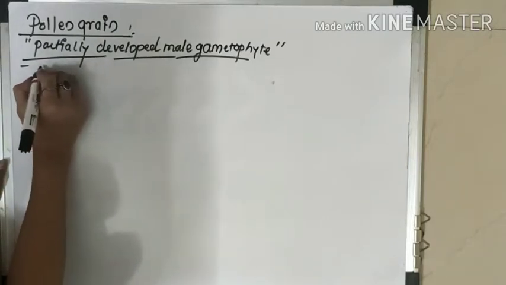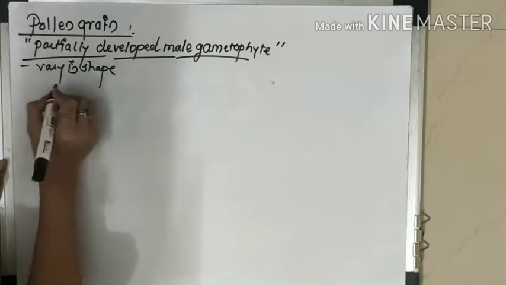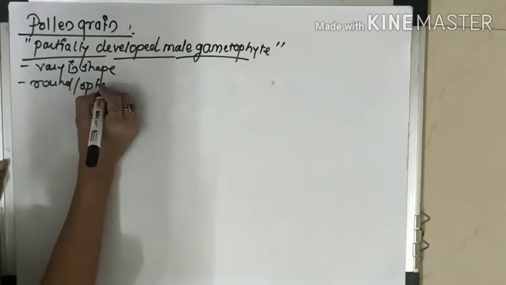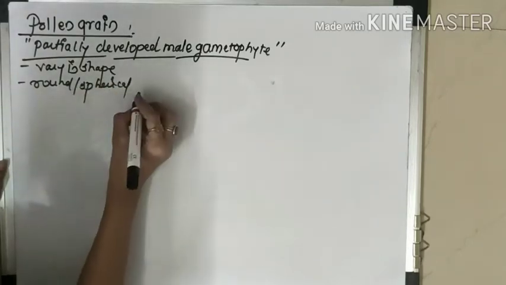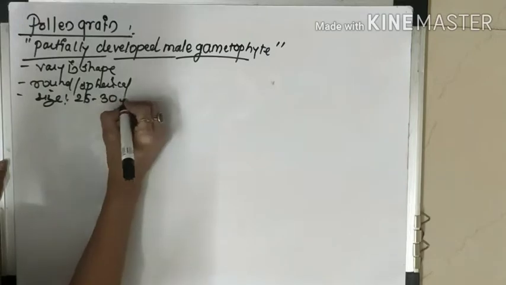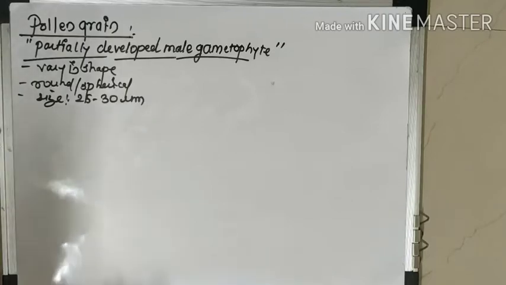Pollen grains may vary in shape. They have many shapes and vary in different plants. But generally they are round, or we can say spherical in shape, and the size is generally about 25 to 30 micrometers.